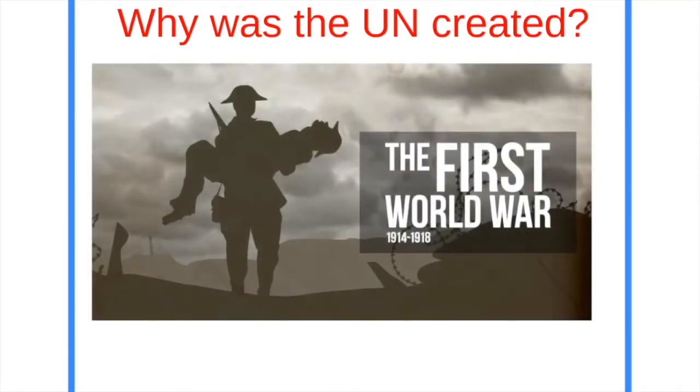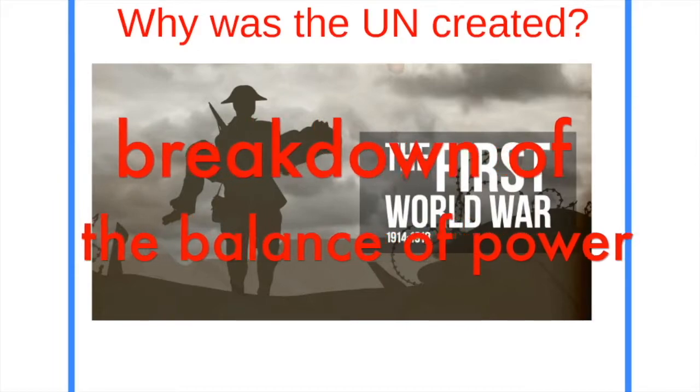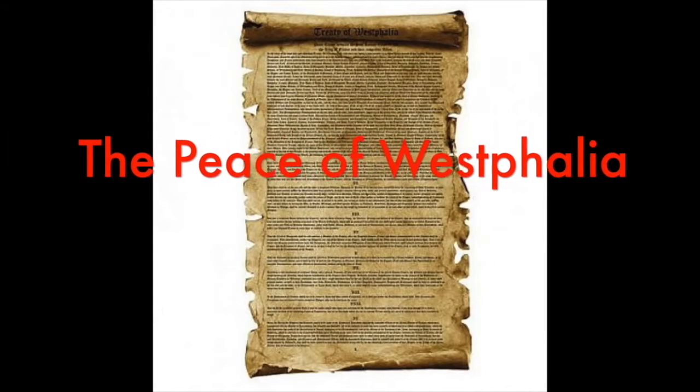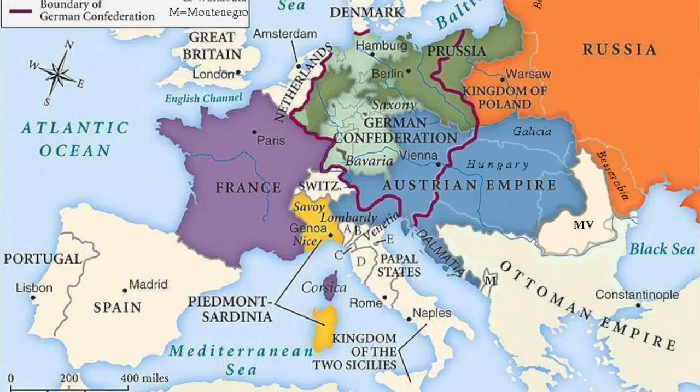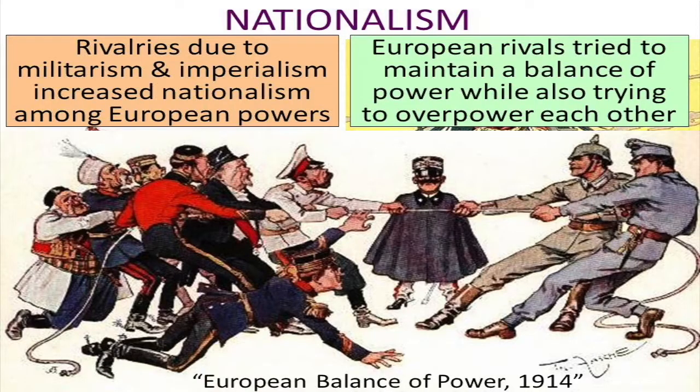In order to understand why the UN was created, we need to look at events prior to the First World War. The causes of the First World War are multiple and complex. Explanations focus around two key elements: the expansion of German power and the breakdown of the system of alliances that operated within European politics. The Peace of Westphalia had created a system based on sovereignty and equal nation states, and an order was maintained by a balance of power.